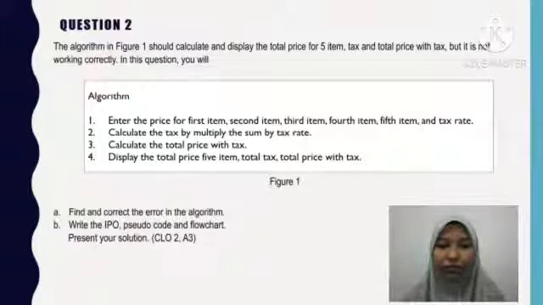A. Find and correct the error in the algorithm. And B. Write the IPO, pseudocode, and flowchart.